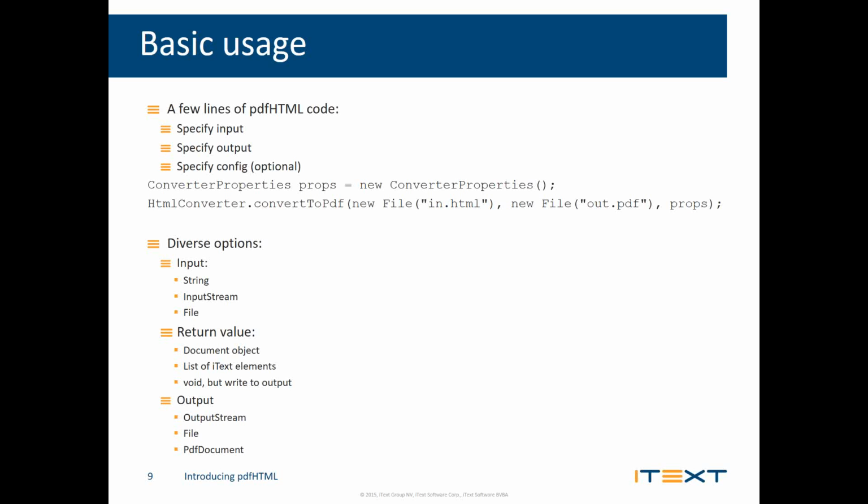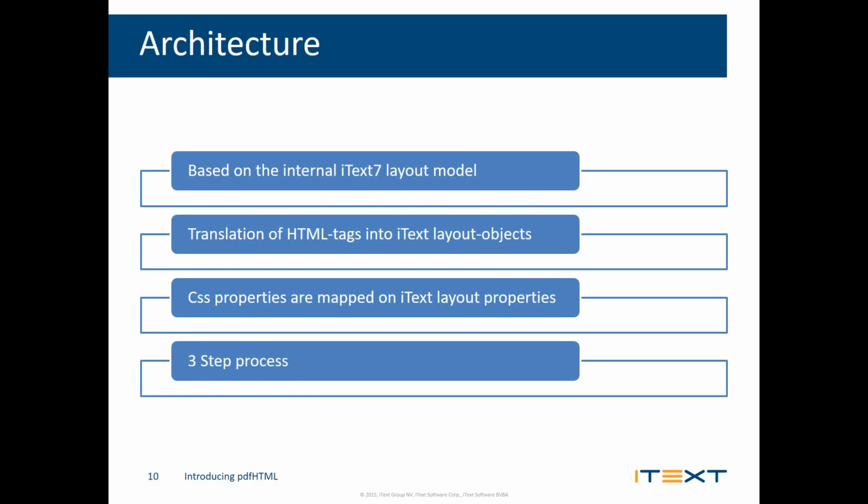So that's how you usually will use pdfHTML if all you want to do is output basic PDF documents from your HTML without having to rely on some configuration. But you might ask, how does this work under the hood? Well, as said before, pdfHTML relies on the iText 7 layout module, which has a lot of similarities with the HTML IDs of block objects.